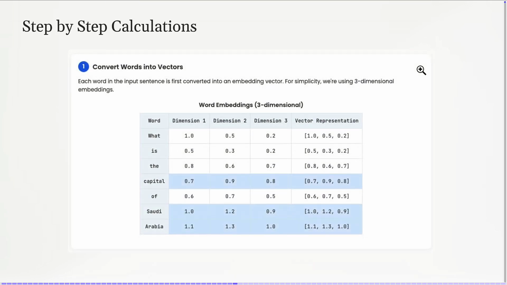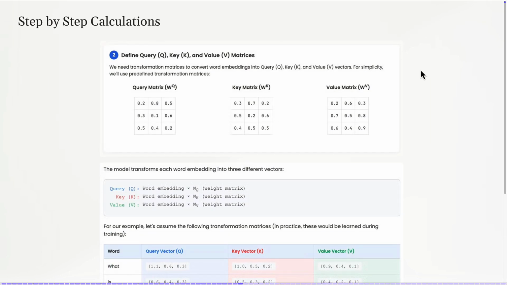So you can think that every word will have an embedding. Let's assume that we have a three-dimension embedding, very simple. This is the word representation of what. This is the word representation of is, of the capital. Everyone has a word representation.